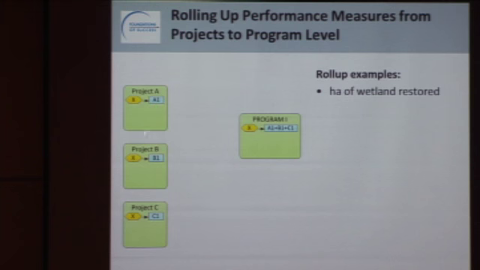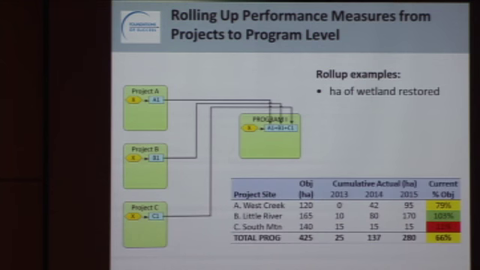So if this is project A and project B and project C and they're adding up to program 1, maybe our goal is to have a bunch of wetland restored. And what we want to get to is a state of the world where project A is responsible for 120 hectares and B for 165 and C for 140. We can measure their performance over time, but we can then add it up to measure the program's performance over time. And as a bonus for management purposes, if you're the manager and you review these results, you can go to project A and say, yeah, you guys are doing pretty well.